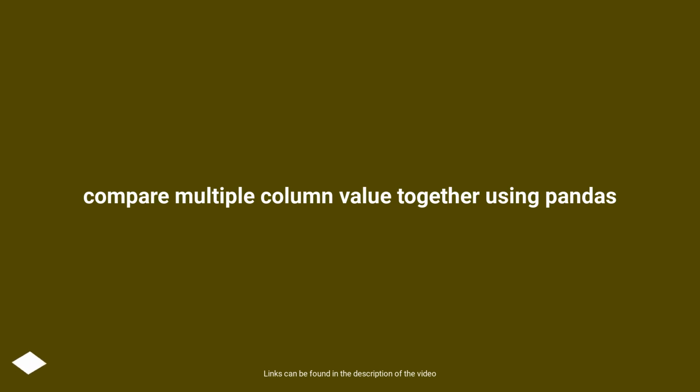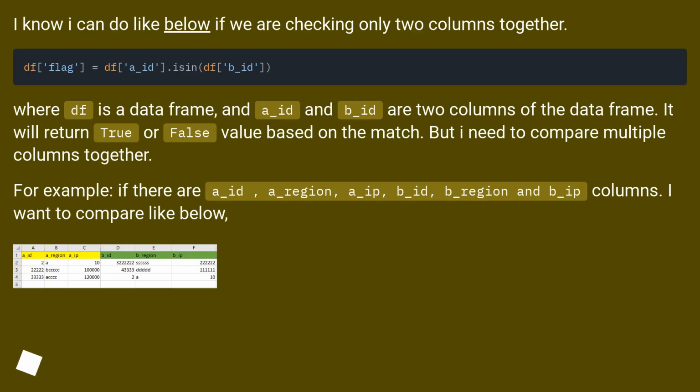Compare multiple column values together using pandas. I know I can do like below if we are checking only two columns together, where df is a data frame, and a_id and b_id are two columns of the data frame. It will return true or false value based on the match. But I need to compare multiple columns together.